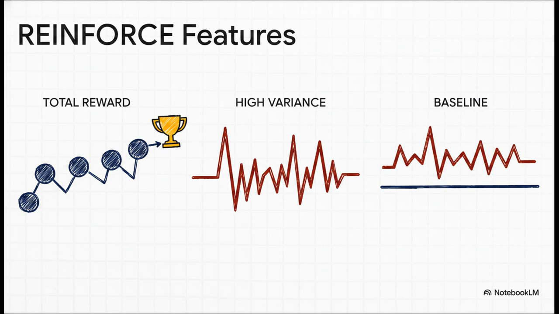REINFORCE looks at the total reward for a whole sequence of actions. But because that feedback is so simple, it suffers from something called high variance. All that means is the updates can be really noisy and unstable. To try and fix this, it uses a baseline. You can think of it like an average score, which helps it judge if an outcome was just kind of okay, or if it was genuinely great or truly awful.